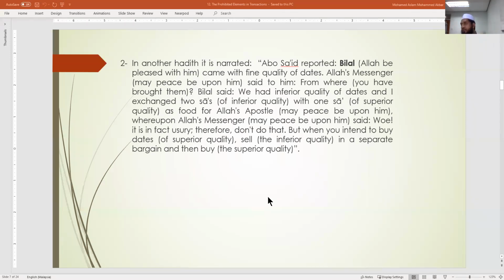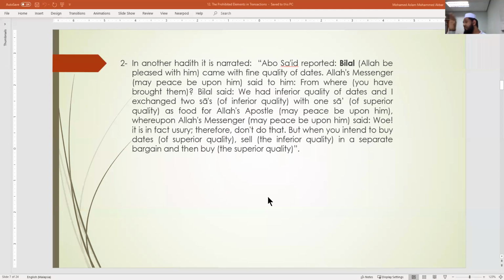Then the Prophet ﷺ gave him the solution. He said, if you want to do that, this is the right way of doing it. Sell that 2 kilo of dates to someone and take the money, let's say dinar or dirham or something else, and then use that money to buy 1 kilo of superior dates.